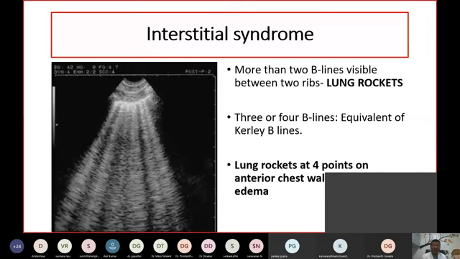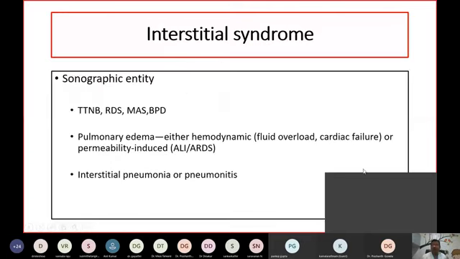So basically, interstitial syndrome is a sonographic name, and we can see it in all newborn conditions. TTNB, RDS, meconium, BPD, everywhere you are going to see B lines. You can see it in a pulmonary edema. It can be of cardiac cause or a respiratory cause, say ARDS or acute lung injury, and you will see it in pneumonia as well. So it's a gross entity where you can see it in multiple conditions. So whenever you see interstitial syndrome, you need to look for other signs and then make a diagnosis.